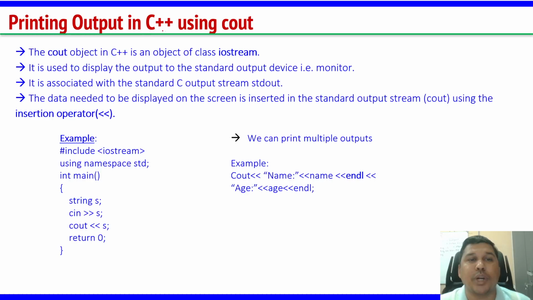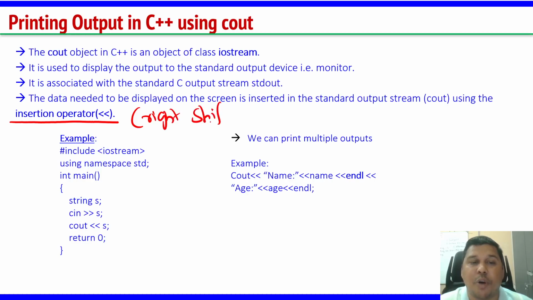Printing output in C++ using cout. So cout is part of iostream. It is used to display the output on the standard output device, the monitor, and here it is along with the insertion operator. Insertion operator means the right shift operator. We have to use it here. Same example here, I think I need not explain again.